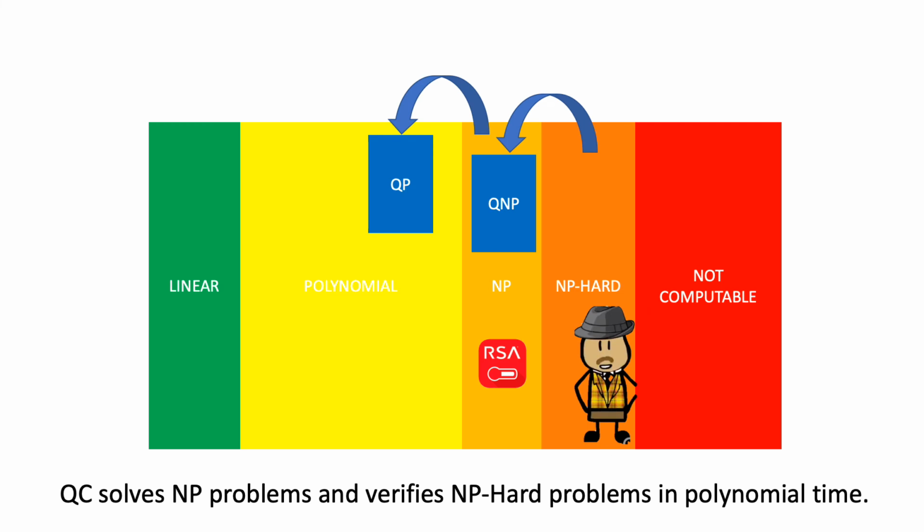Hopefully now you've got at least some sense of how quantum computers work, and we can talk about applications of quantum computers. You can see how quantum computers can change the order of complexity of a problem. We can now take NP hard problems, like traveling salesman, and make them NP. We can take NP problems, like factoring a large number, and make them quantum polynomial, or QP.